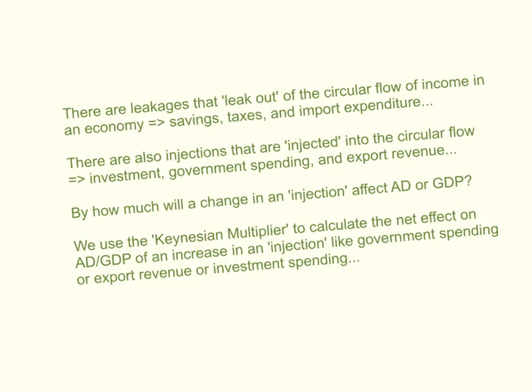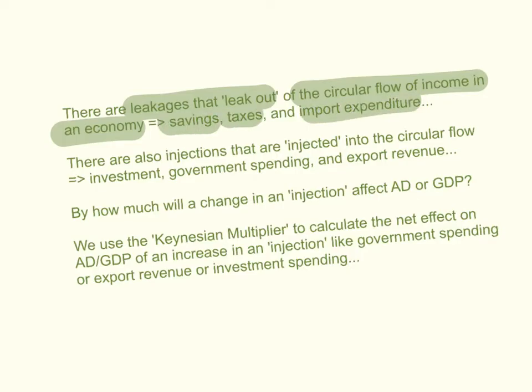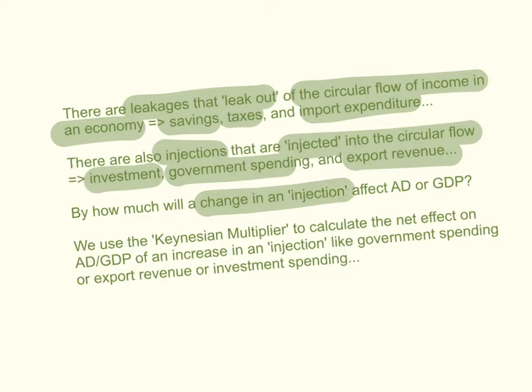If you remember back when we introduced the circular flow of income model, there are leakages that leak out of the circular flow of income in any economy. Examples of these leakages, there are three: savings, taxes, and import expenditure. But there are also injections that are injected into the circular flow, like investment spending, government spending by the government sector, and export revenue by the foreign sector. So the question is, by how much will a change in one of those three injections affect aggregate demand or GDP?